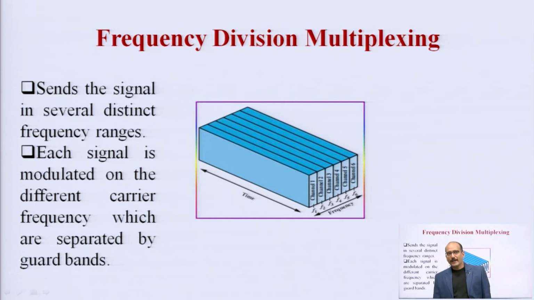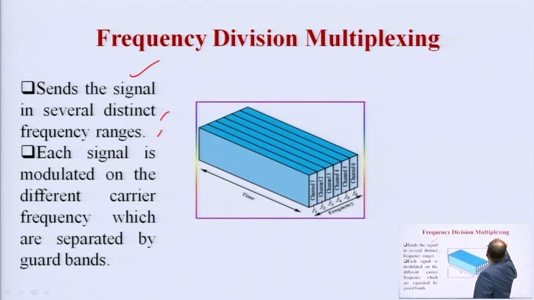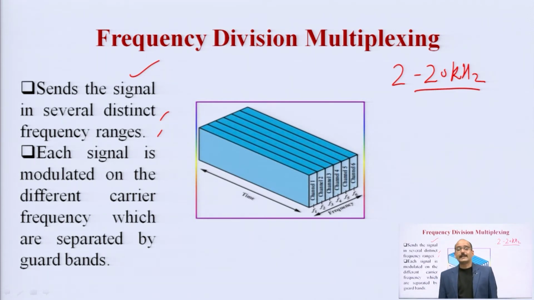So, what is going to happen in frequency division multiplexing? It sends the signal in several distinct frequency ranges. As you all know, if we are getting voice data, and that voice data is a 2 to 20 kilohertz audio signal, then for transmission it is required that these voice signals are modulated. So, each signal is modulated on a different carrier frequency, which are separated by guard bands.